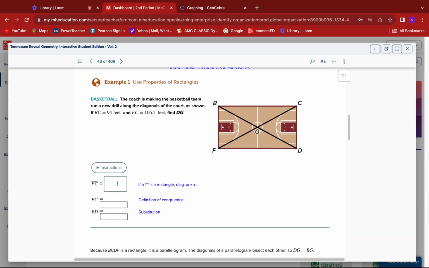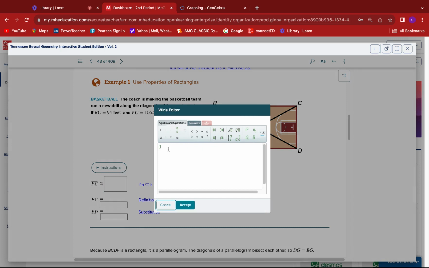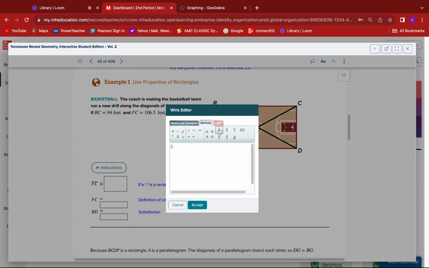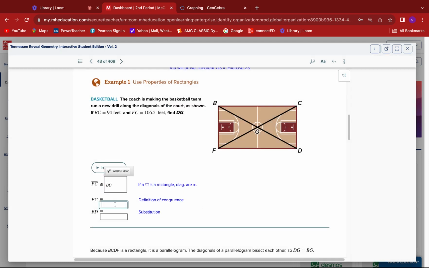So I'm on the bottom of page 429. And let's see, FC is congruent to BD. So I'm going to come in here and put BD. And I need a bar over it. I think that's the one. So small. All right, so FC is equal to BD.